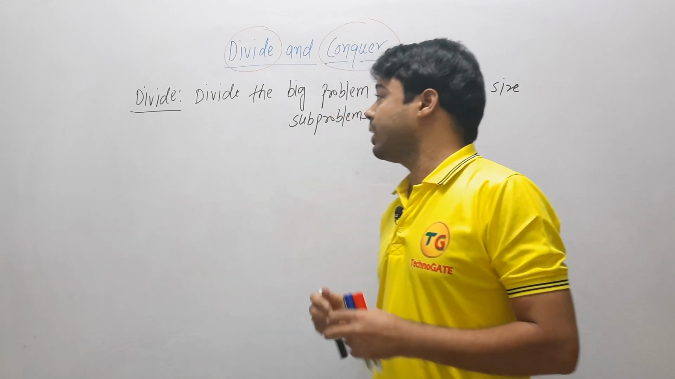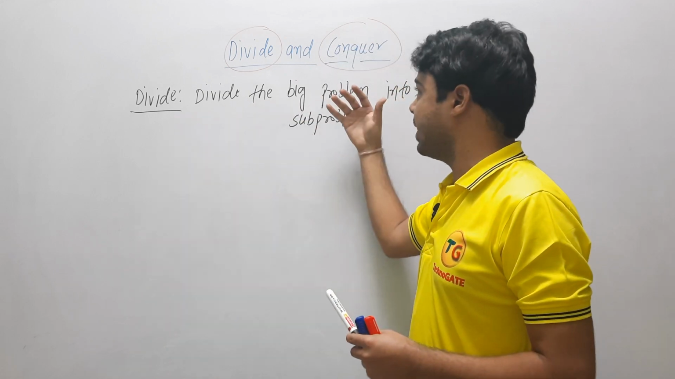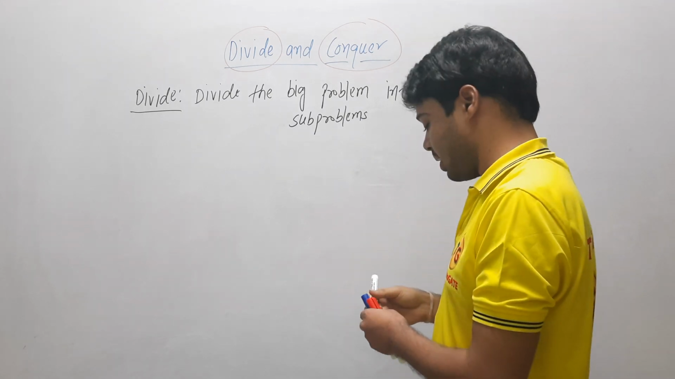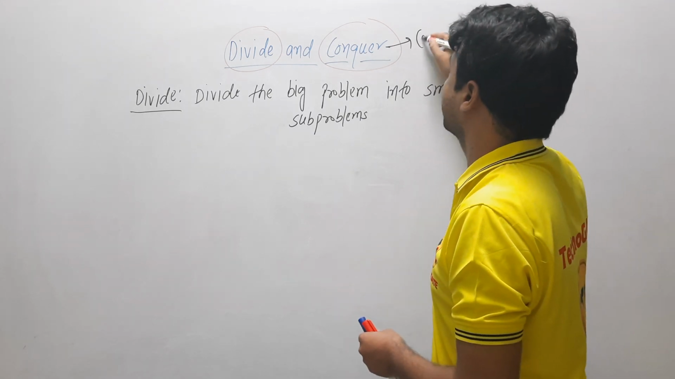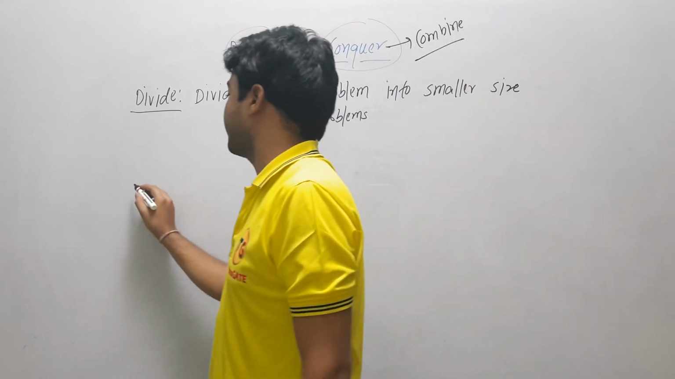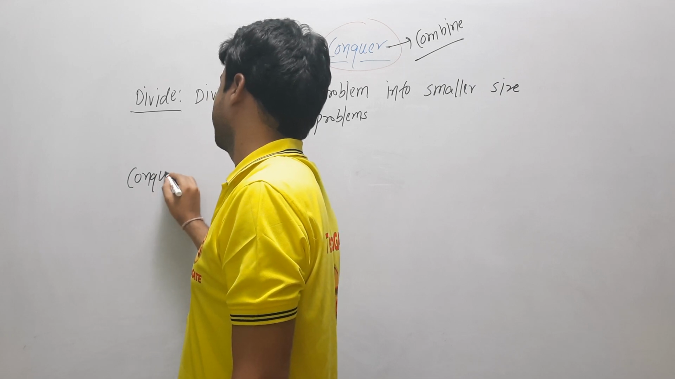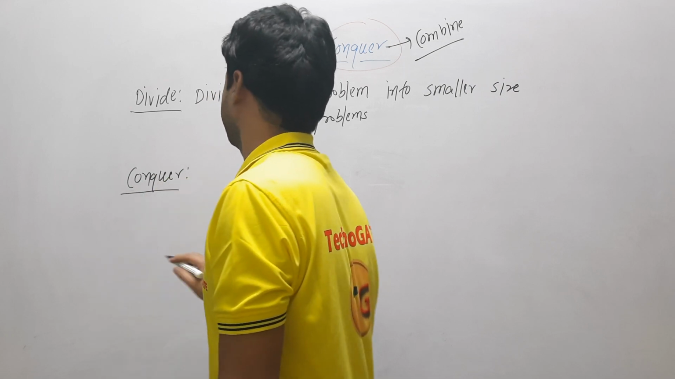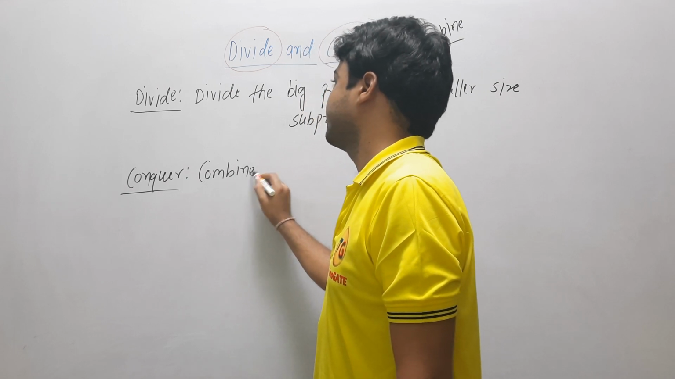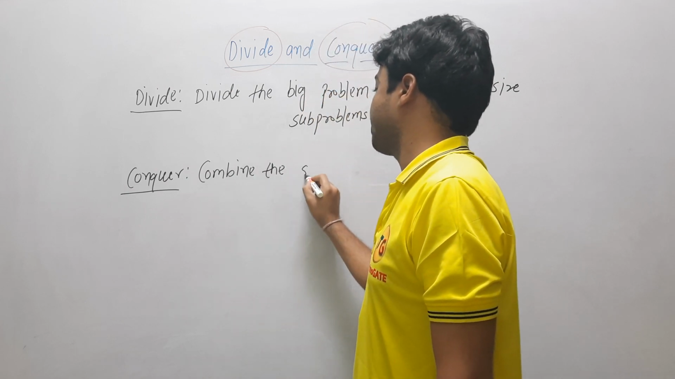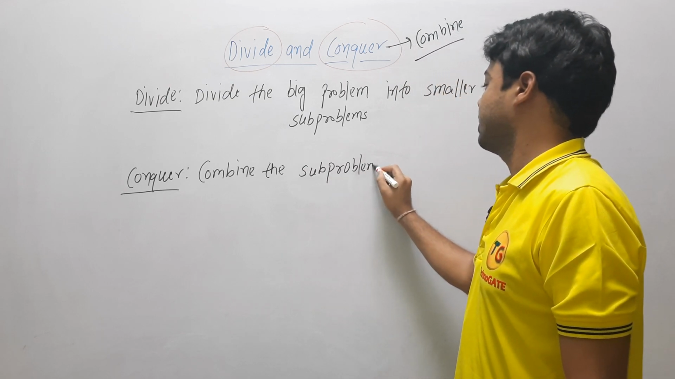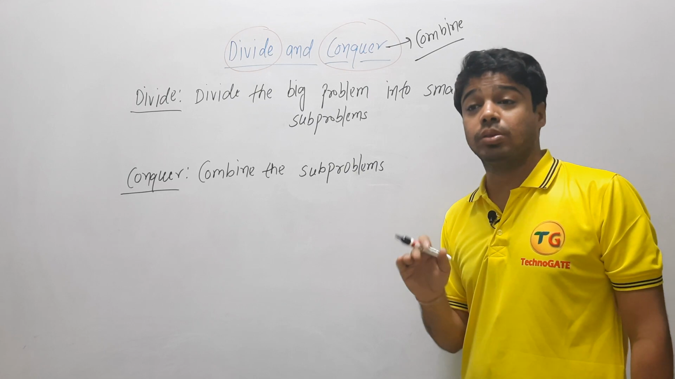Okay, now after division, recursively we divide, recursively conquer. Conquer means combining here. Conquer means combine. Okay, so what is the meaning of conquer here? Combine the sub problems. Okay, combine the sub problems how?